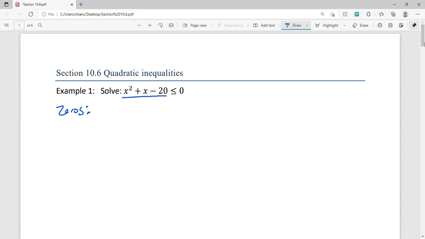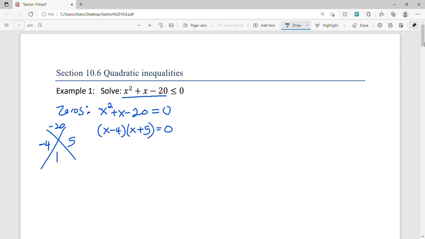So we'll look at x squared plus x minus 20, and I will set that equal to 0 to solve for the zeros. In this question, I'm able to factor using the diamond technique. So we have a negative 20 on top, a 1 on the bottom. The two numbers are 4 and 5. We'll use a negative 4. This factors as x minus 4 times the quantity x plus 5 is equal to 0.